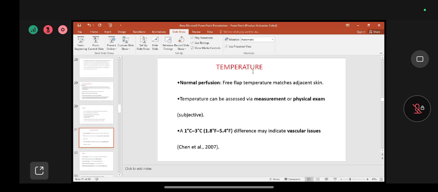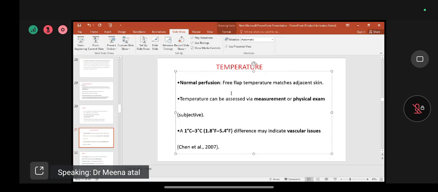Temperature of the flap. The temperature of the flap should be normal, the same as the normal adjacent skin. Temperature can be assessed via measurement, physical examination, or subjective examination. If there is a difference of 1 to 3 degrees centigrade in temperature, then it can indicate vascular issues of the flap.